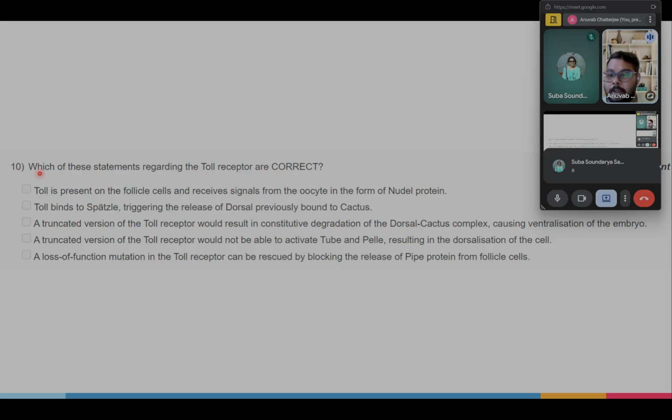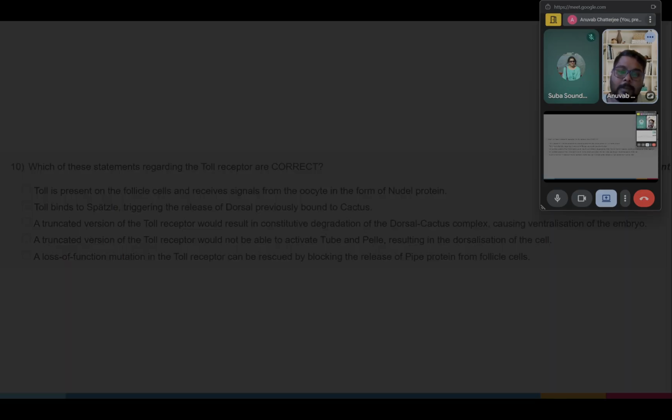Okay, Toll is present on the follicle cells, receives signal from the oocyte in the form of Nudel protein. That is correct. But this is a more-than-one-option kind of question, so there are multiple here. But let us look at the cascade and then come back to this.